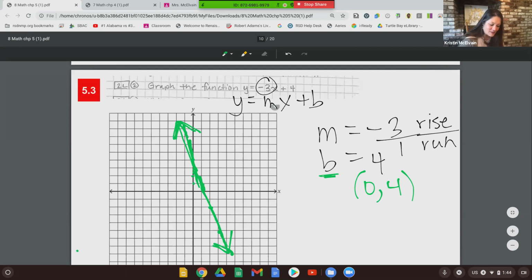Okay. So now to double check, my equation is y equals -3x plus 4. So it crosses the y-axis right here at 4. So yes, that one's good. And it's a nice negative slope, goes downhill. My rise is -3 and my run is 1. So it's good. All right.